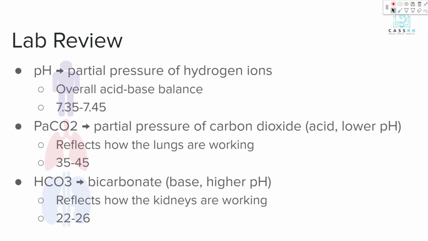Then the HCO3 is bicarbonate and it's a base, which will increase the pH. This is a reflection of how the kidneys are doing, and the normal level is 22 to 26. As a side note, if you're using HESI, the HESI lists the levels as 21 to 28, so just be aware of that. Now the lungs, if these are off, this is going to cause respiratory acidosis or alkalosis.